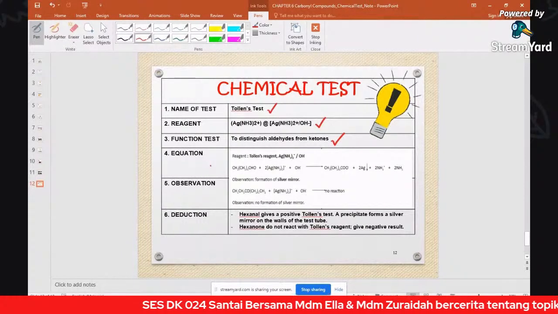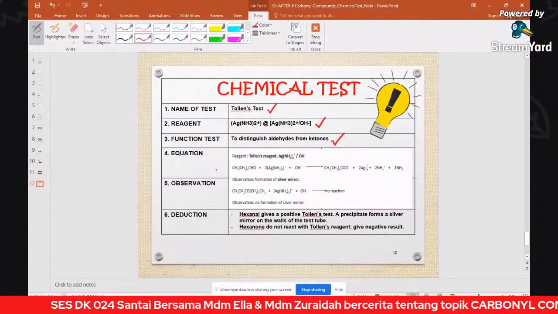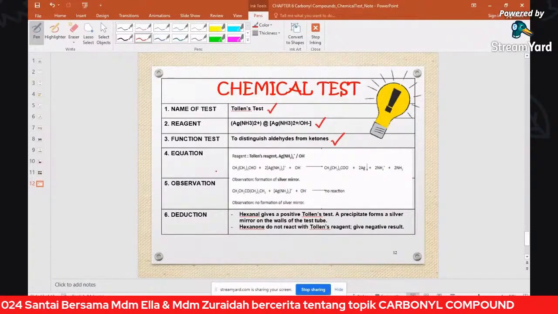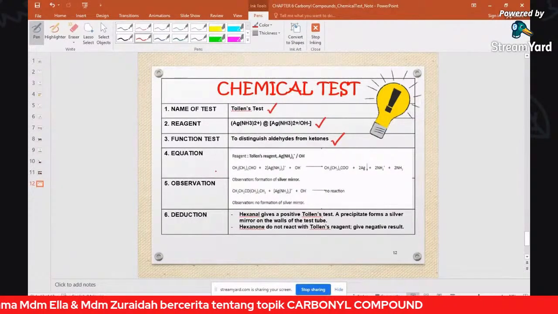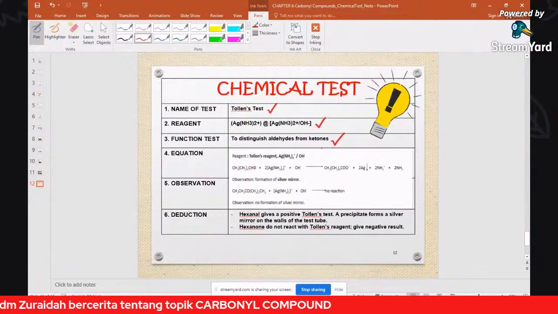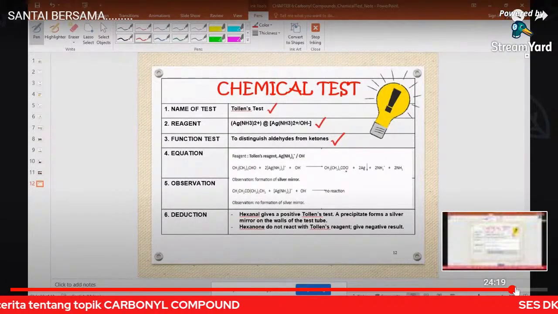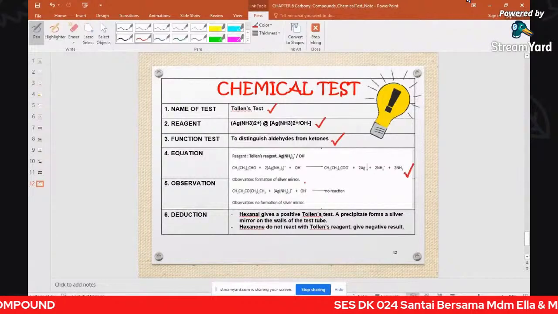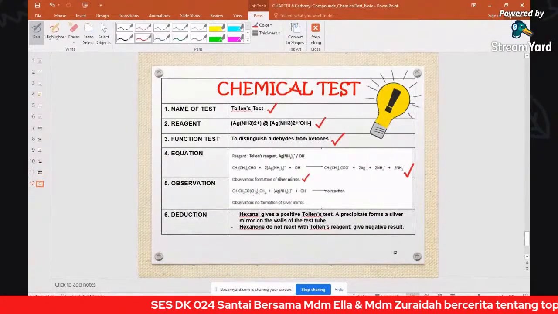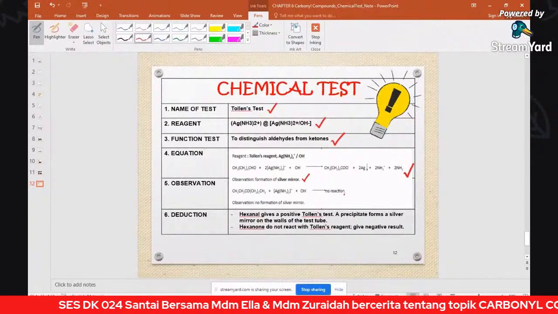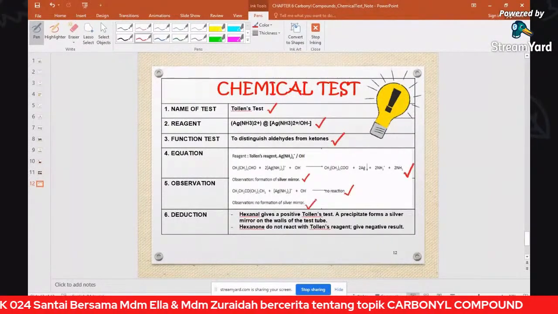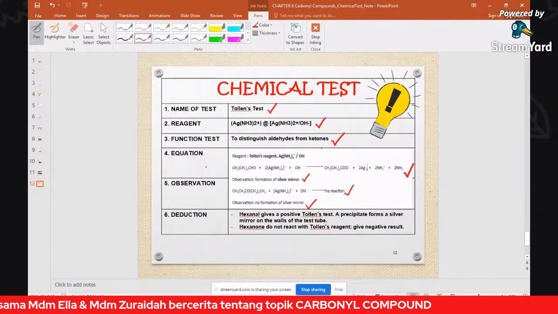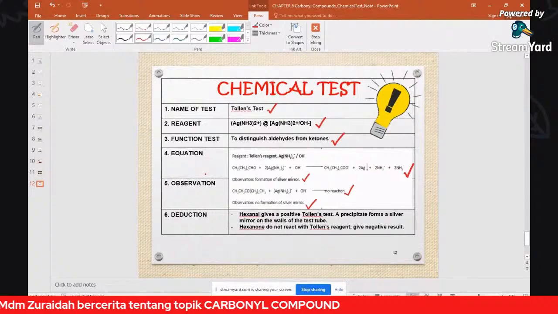Equation, we must write the equation for both compound yang kita nak distinguish tu lah, yang kita nak differentiate, nak bezakan. Example aldehyde with Tollens, we produce carboxylate and silver mirror form. One equation with one observation, silver mirror form. Another equation, ketone with Tollens reagent, no reaction. No silver mirror form. So equation dan observation ni penting, kena ada 2 equation, 2 observation untuk 2 compound yang kita nak bezakan.